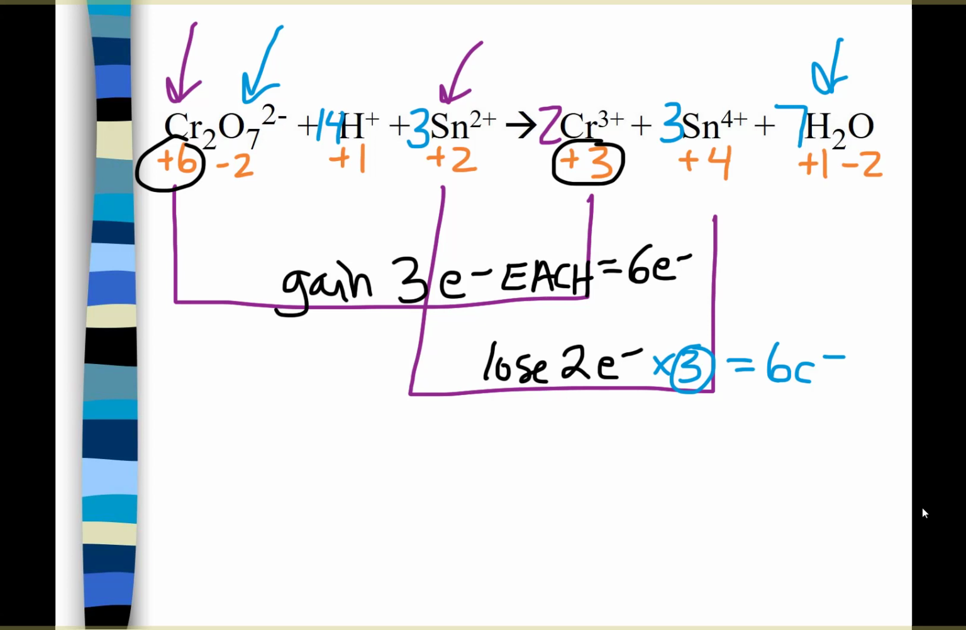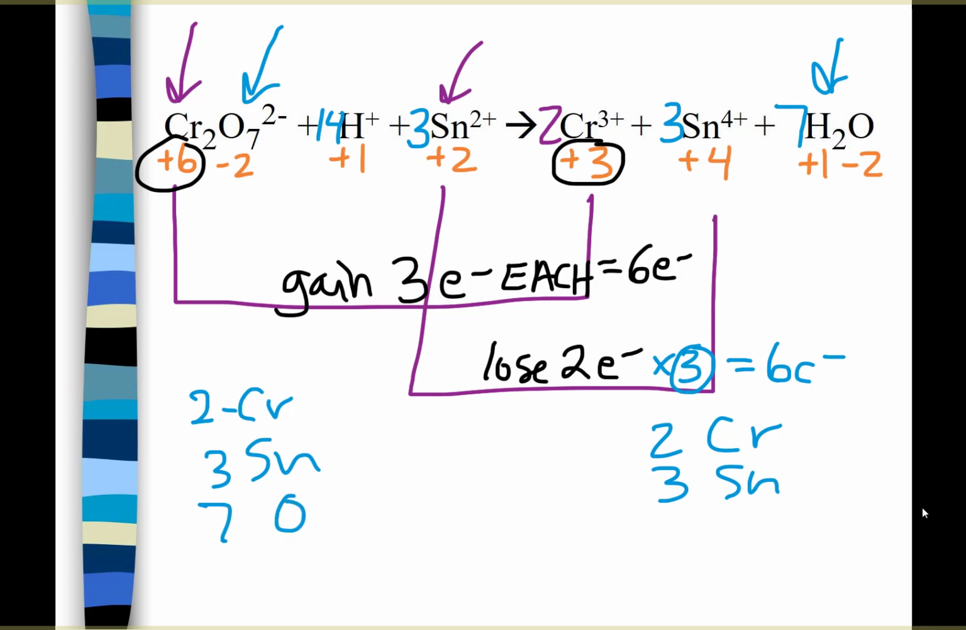So I know my electrons are still balanced, but let me just total up atoms. I have 2 chromiums on this side, and 2 chromiums on this side, 3 tins here, 3 tins here. I'm going to have 7 oxygens here, and over here I have my 7 oxygens, 14 hydrogens here, and I have 7 times 2, 14 hydrogens here.